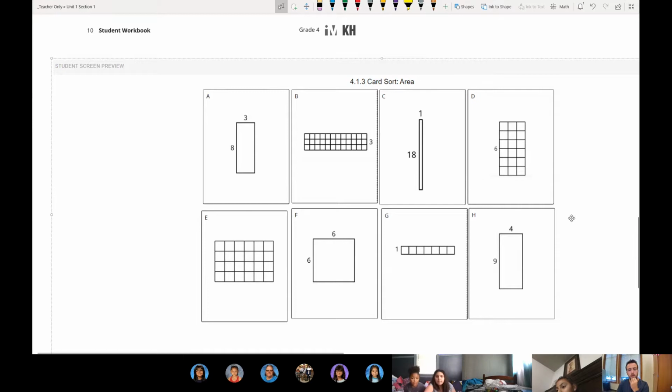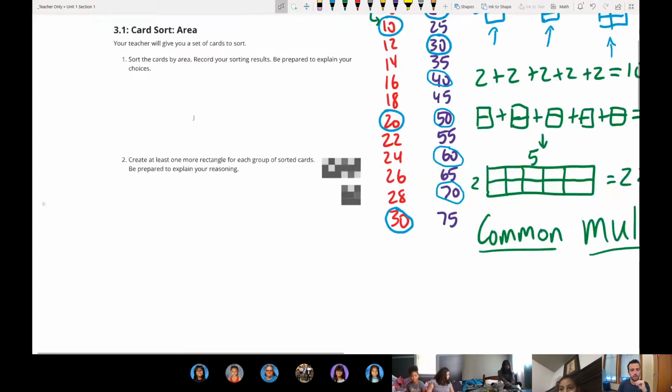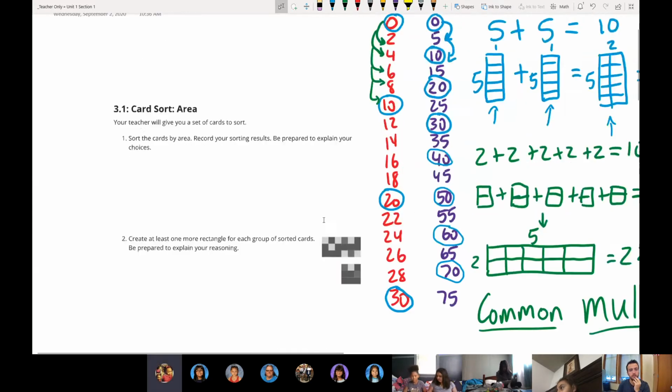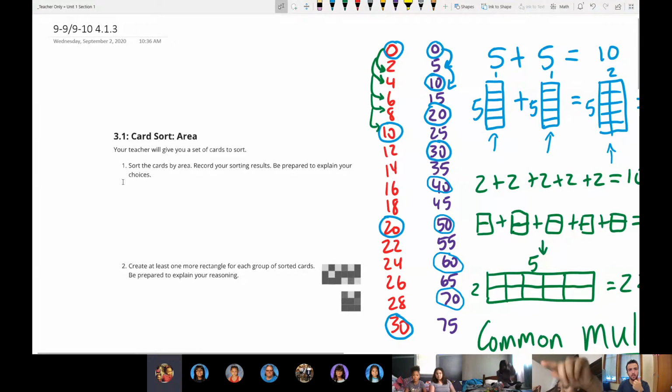Malia, do you have a question? You're on mute. Where is it in the workbook? In the workbook, you don't have this card sort like pieces here, but you should have this page, 3.1 card sort area. It would be page 11 would be my guess because they're 2 ahead of the packet pages. So page 11, and it would look like this. Do you see it? Give me a thumbs up. Yeah. Okay.